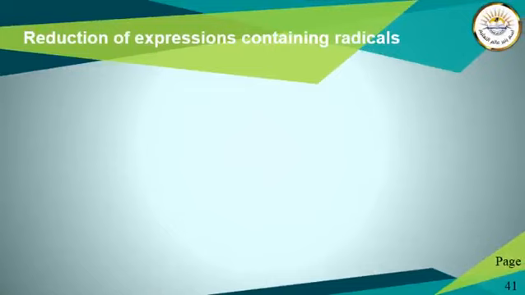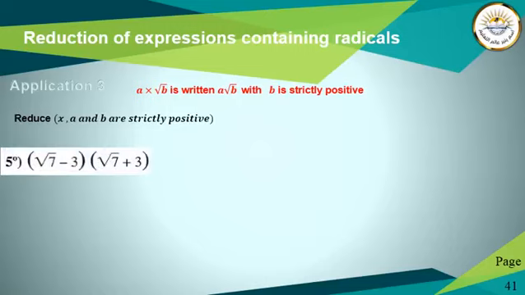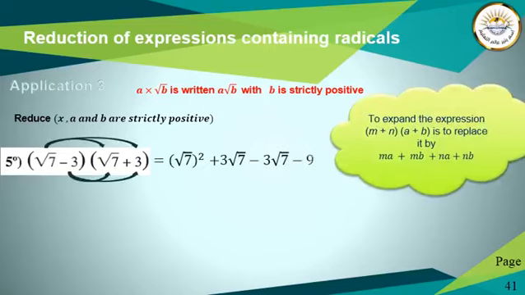Reduction of expressions containing radicals. We have to continue. 5, we have radical 7 minus 3, all of it times radical 7 plus 3. As we know, we have a minus b times a plus b, so the answer will be to expand these two numbers. So radical 7 squared plus 3 radical 7 minus 3 radical 7 minus 9.